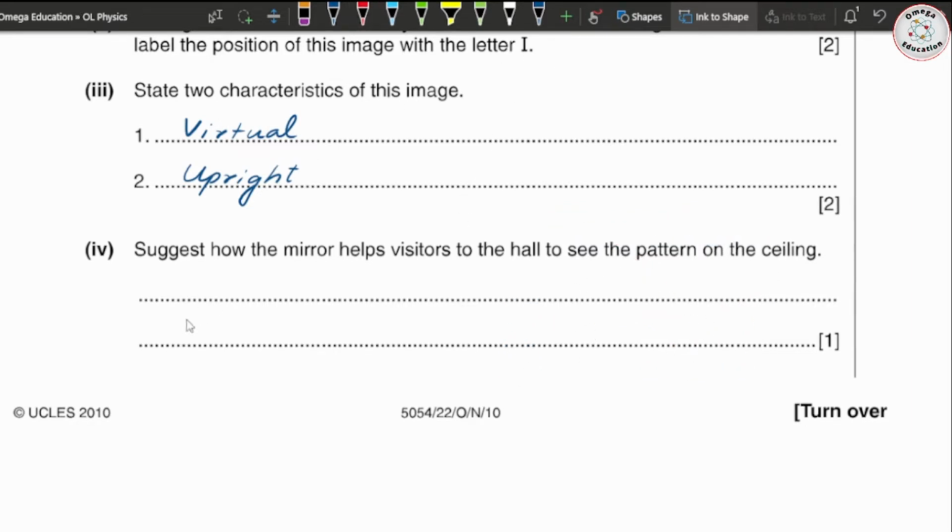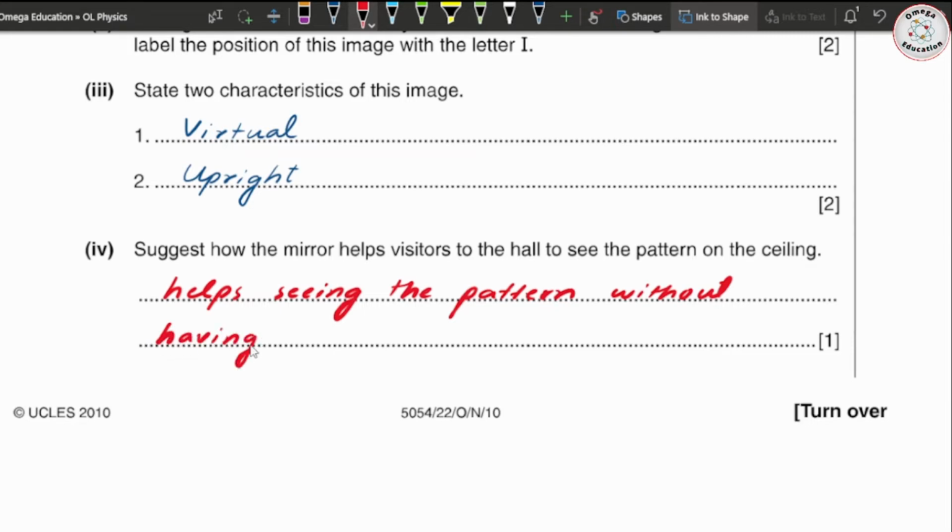So what you can write here is: seeing the pattern without having to look up. I mean, if he looks up, obviously he can see, but he does not need to look up to see the pattern.